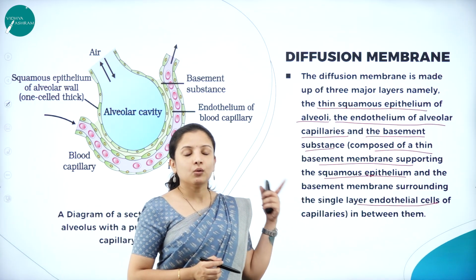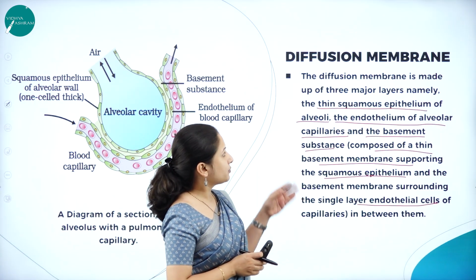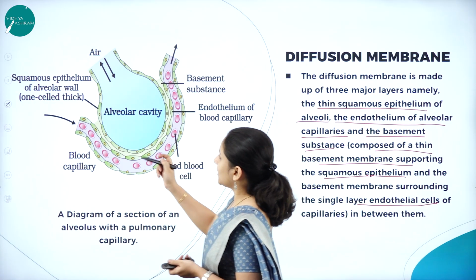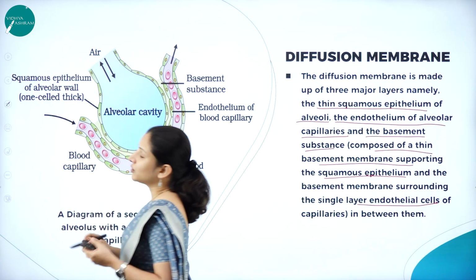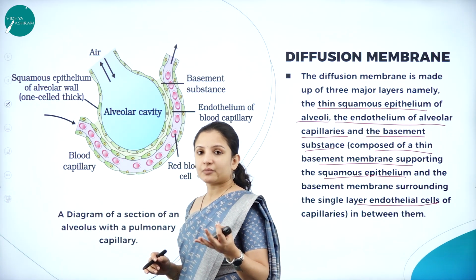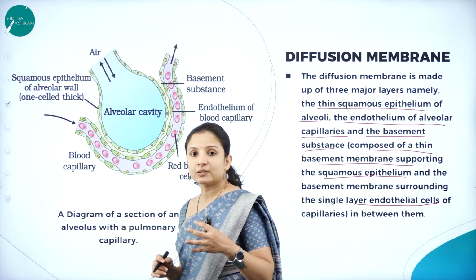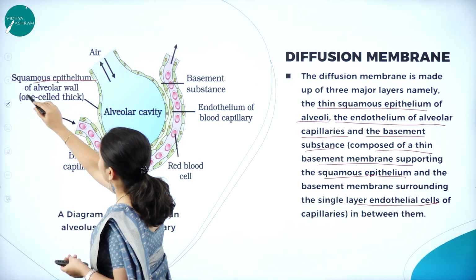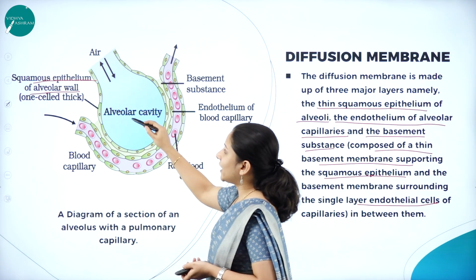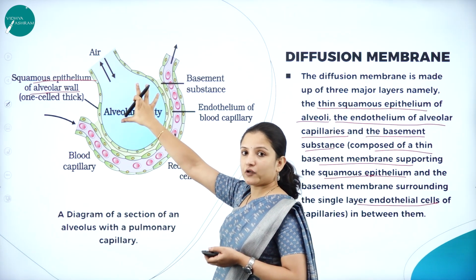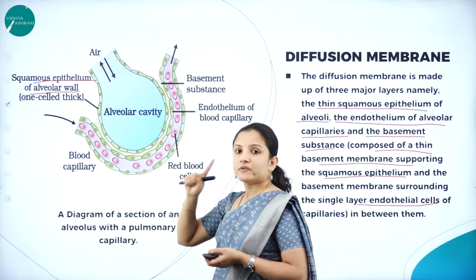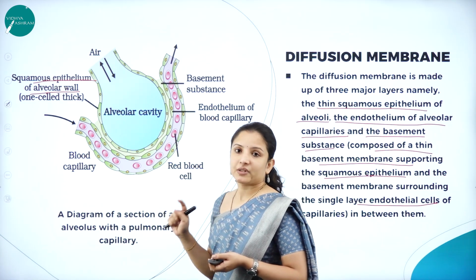So if you can see here, I told you they are made up of three major layers. What are the three major layers? You can see the outer layer, which is squamous epithelium. Squamous epithelium is single layered because it is a simple tissue, right? So here it is made up of squamous epithelium of the alveolar wall. This is one single alveoli, and the alveoli is covered by one layer called the squamous epithelium.